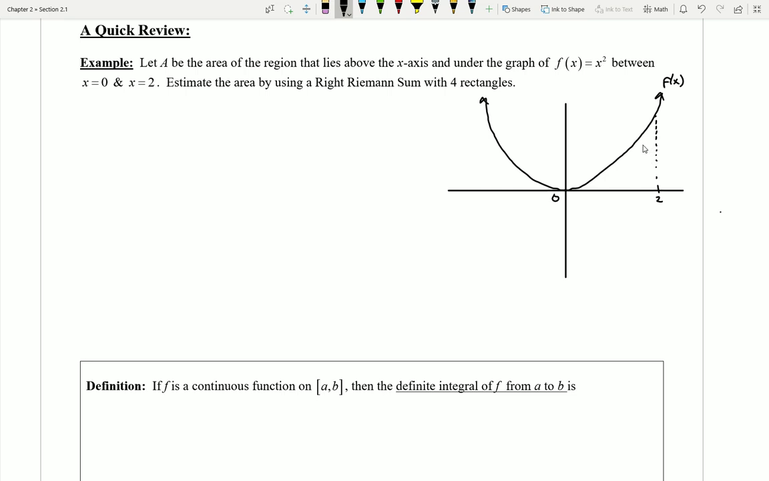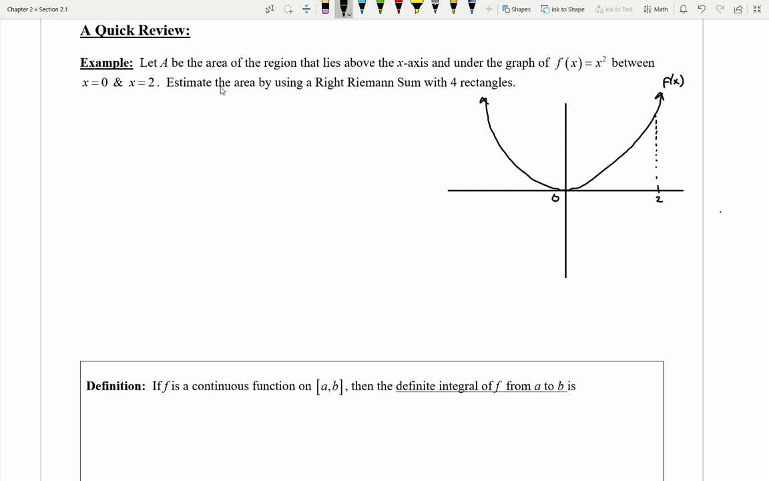Well, I want to estimate that using a right Riemann sum with 4 rectangles. Again, this is not a Calc 2 question, but rather a question that you would have tackled last semester in a Calc 1 class. So let's take a look at how we would do this, because it's really important to understand this again so we can understand the further applications of integration.